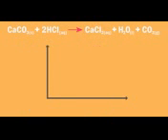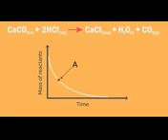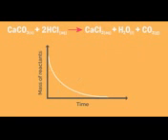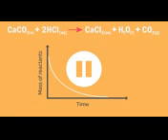Based on our measurements, we plot a graph of mass of reactants against time, which looks like this. The rate of reaction at point A is given by the gradient at A, which is y over x. And the rate of reaction at point B is given by the gradient at point B, which is y dash over x dash. What do you think is happening to the rate of reaction as it proceeds? Pause the video here, give it a think.